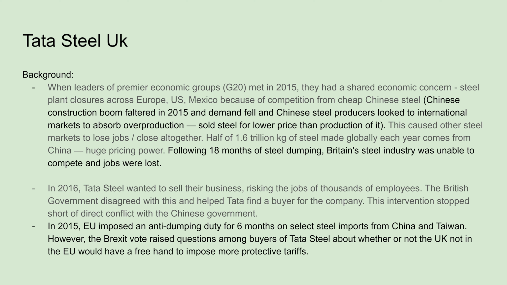So in 2016, Tata Steel wanted to sell their business, risking the jobs of thousands of employees. The British government disagreed with this and helped Tata find a buyer for the company. This intervention stopped short of direct conflict with the Chinese government. In 2015, the EU imposed an anti-dumping duty for 6 months on select steel imports from China and Taiwan. However, the Brexit vote raised questions among buyers of Tata Steel about whether or not the UK, not in the EU, would have a free hand to impose more protective tariffs.